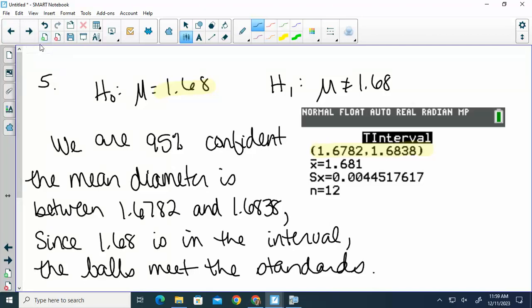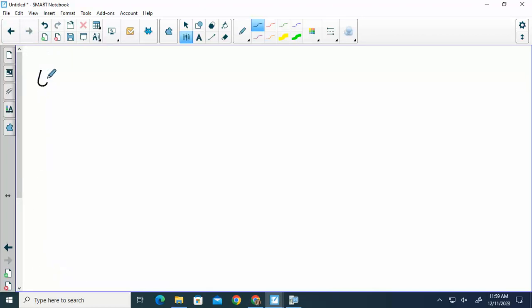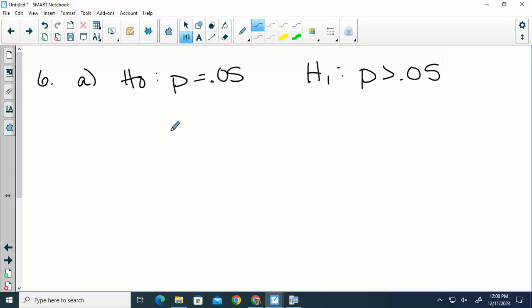All right, number 6. The proportion of patients who visit the ER and die within the year is 0.05. So we are talking about a proportion. So the proportion is 0.05. The hospital administrator is concerned his ER has a higher percentage, so greater than.